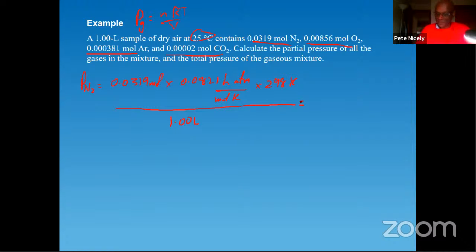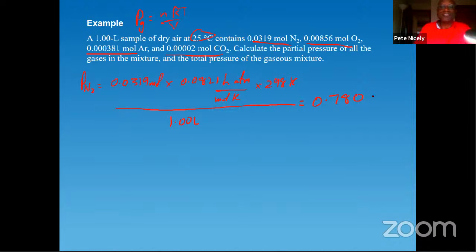And let me work that out. So that's 0.0319 times 0.0821 times 298 divided by 1 liter, which is, according to my calculations, and folks, again, please check my calculation just to make sure that I'm on the right track, because I could be wrong. I'm not perfect by any means. So make sure that you follow along with me and check to make sure that I'm doing the right thing, all right?